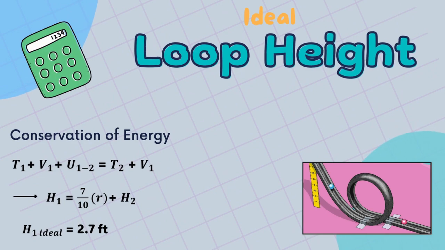Next, we calculated the ideal minimum height required for a 2-foot loop with no energy losses. Using energy conservation and the minimum speed needed to maintain contact at the top of the loop, shown by the equation velocity squared equals gravity times the radius of the curve, we determined that the marble must start from a height of approximately 2.7 feet. This represents the theoretical minimum height in a perfect, frictionless system.